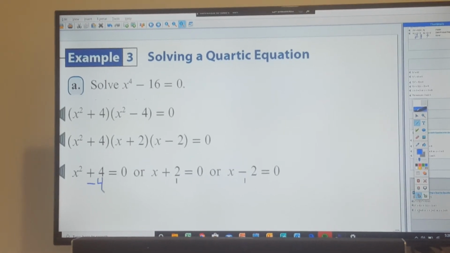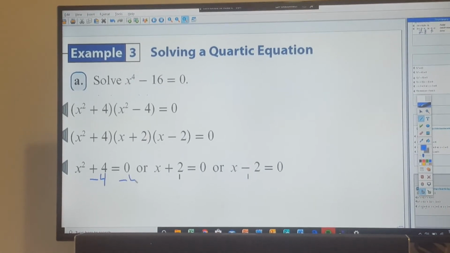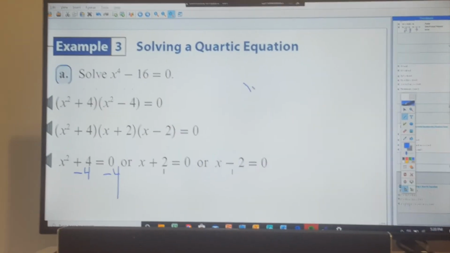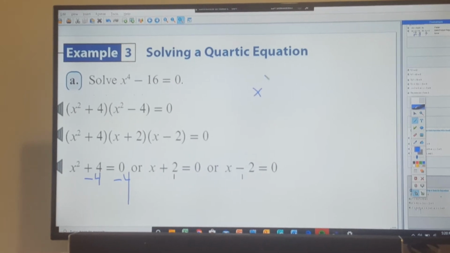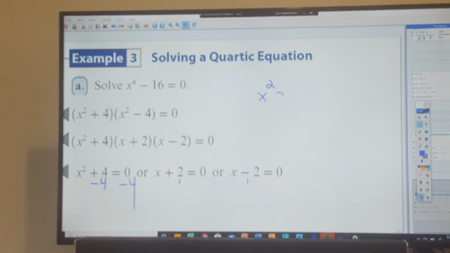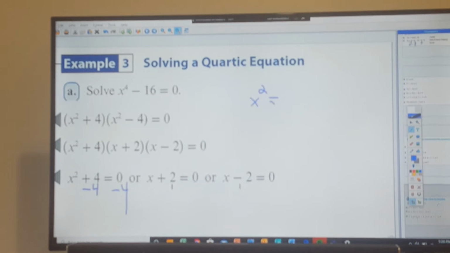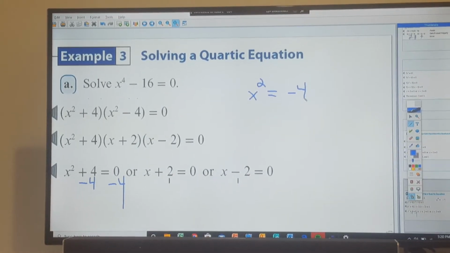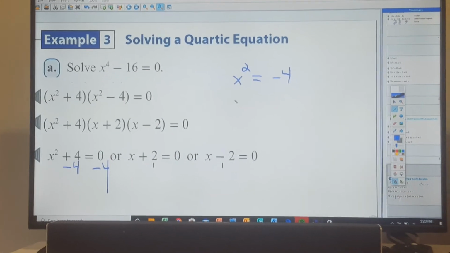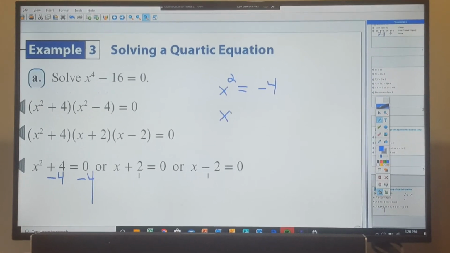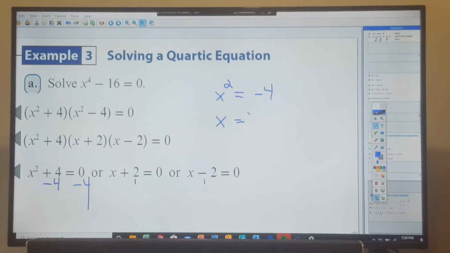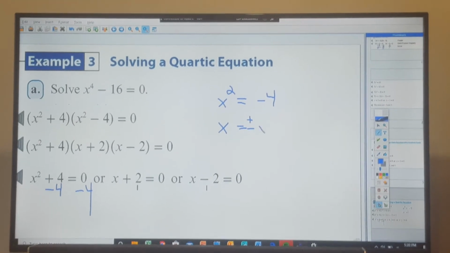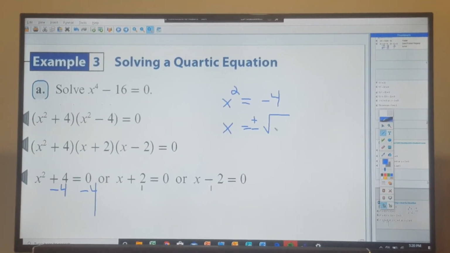So we'll subtract 4 from both sides. Once we do that, we get x squared is equal to negative 4. All right, what do we do next? How do we solve for x? Yes, we would take the square root. Remember when we take the square root, we have to do plus or minus in front of it because the positive and the negative value would work. Plus or minus the square root of negative 4.